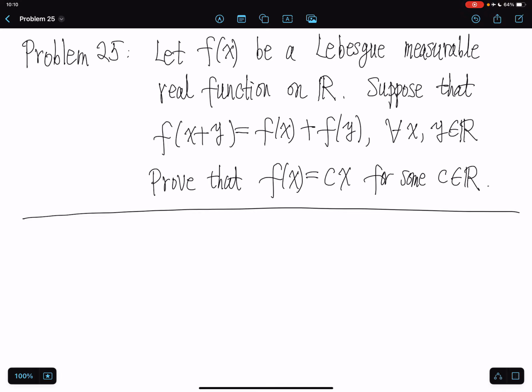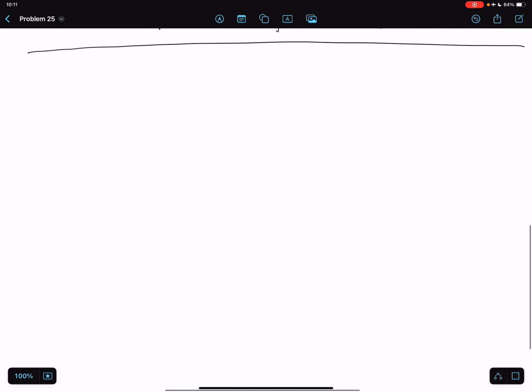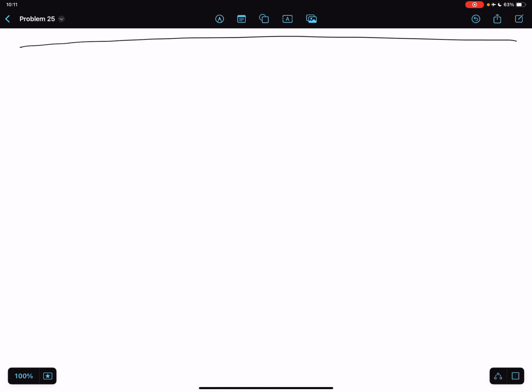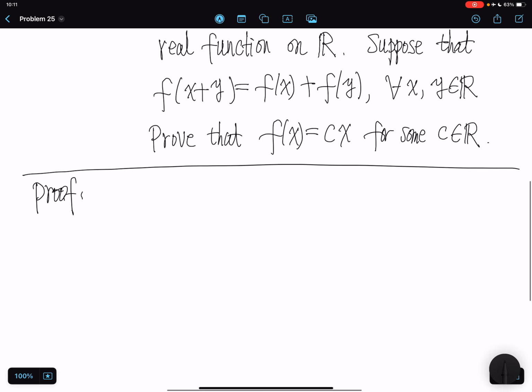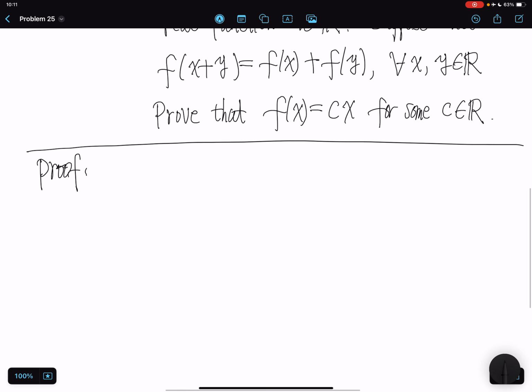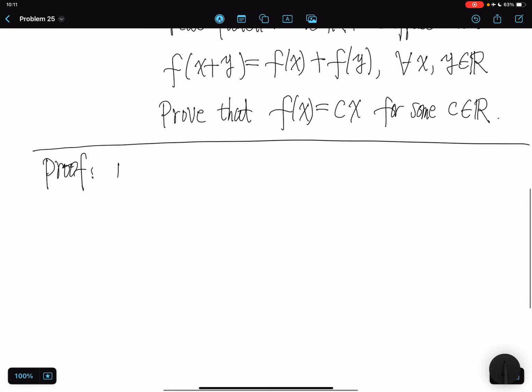Okay, let's see how we do this proof. From the conclusion, first f of x must be continuous, right? And then once it's continuous, we can prove from the functional equation that f of x must be of this form, c times x for some c. So first we want to show f is continuous.